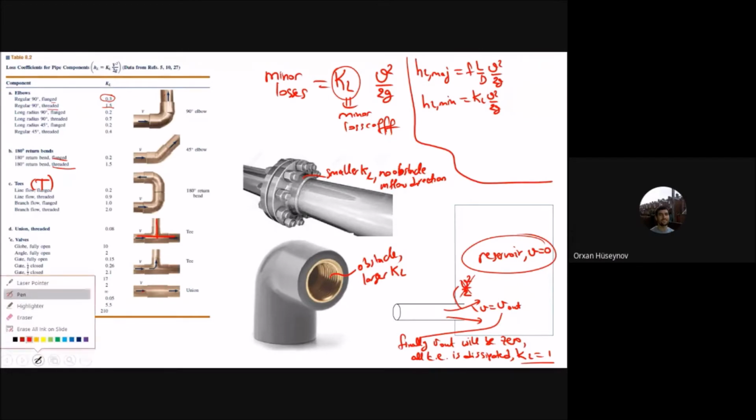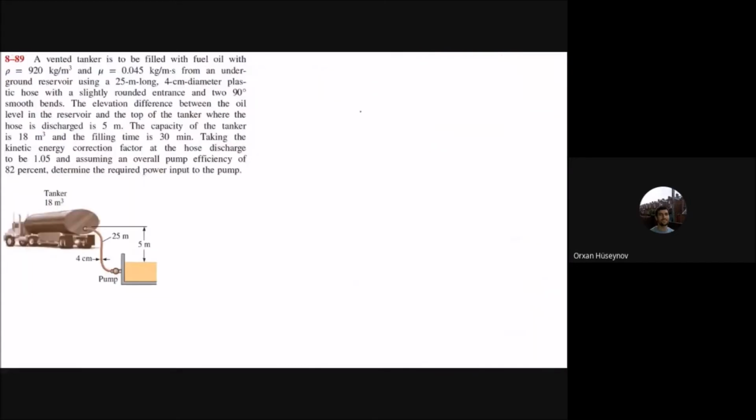Now we can solve an example. The first example is that we have a tanker here, a vented tanker. It is to be filled with fuel oil with a density of 920 kilograms per meter cube and a viscosity of 0.0545 kilograms per meter second, from an underground reservoir using a 25 meter long, 4 centimeter diameter plastic hose with a slightly rounded entrance and two 90-degree smooth bends.